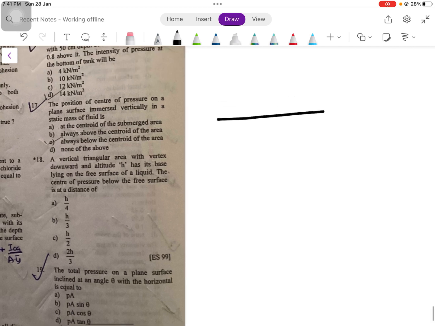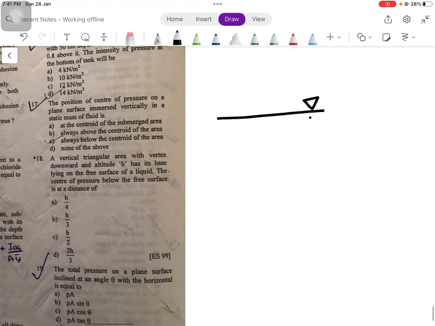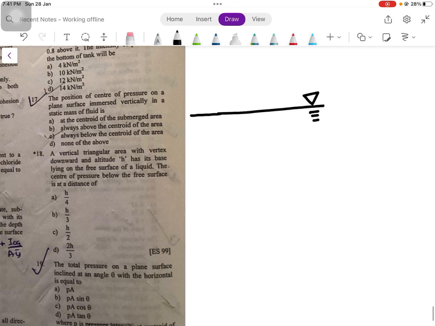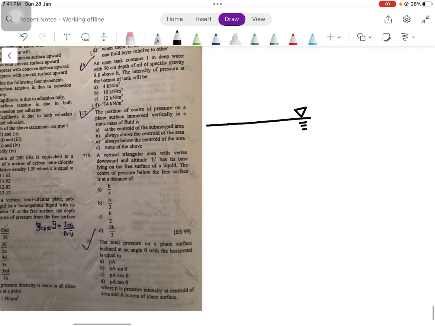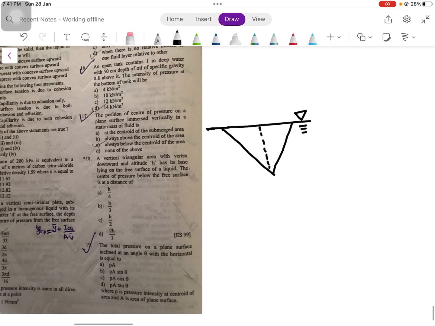So we have a liquid. Let this pointer denote the free surface of the liquid, and we have a triangle whose base is flush with the free surface, and this triangle has an altitude of h. What we need to do is find the center of pressure.